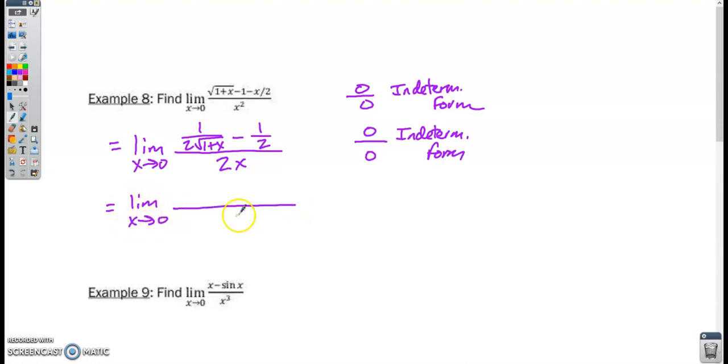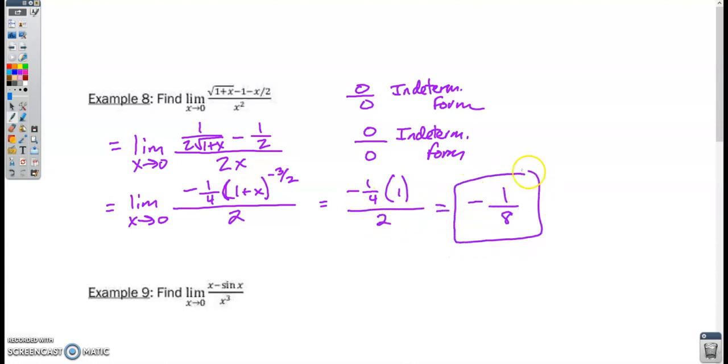I'm going to do the denominator first. Derivative of 2x is the easiest. Derivative of 1/2 times the square root of 1 plus x: this is 1/2 times (1 plus x) to the negative 1/2, so it's going to be negative 1/4 times (1 plus x) to the negative 3/2. And the derivative of 1/2 is 0. And now I substitute in, I get negative 1/4 times 1 all over 2. And my limit is negative 1/8.